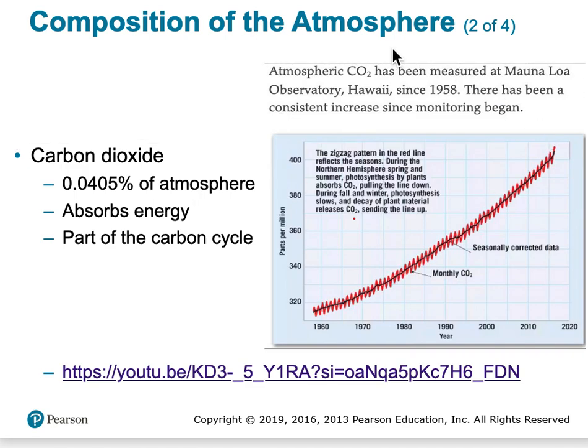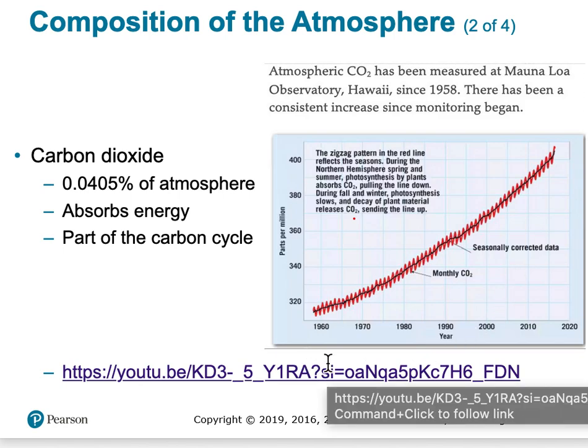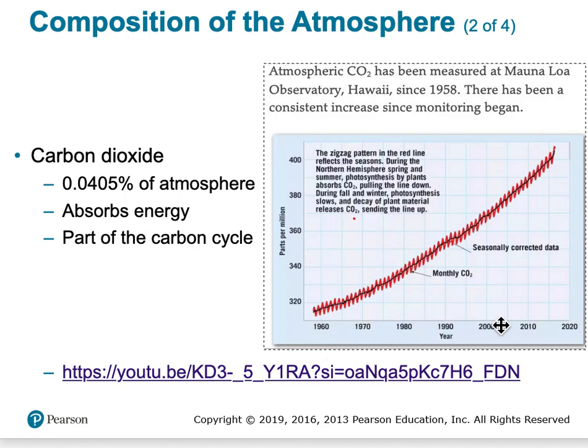Here we can see a graph. Atmospheric carbon dioxide has been measured at Mauna Loa Observatory in Hawaii since 1958. There has been a consistent increase since monitoring began. Here on the x-axis, we can see from 1960 to 2020 that carbon dioxide parts per million has increased. Okay, and at this point in 2020, it surpassed 400 parts per million.